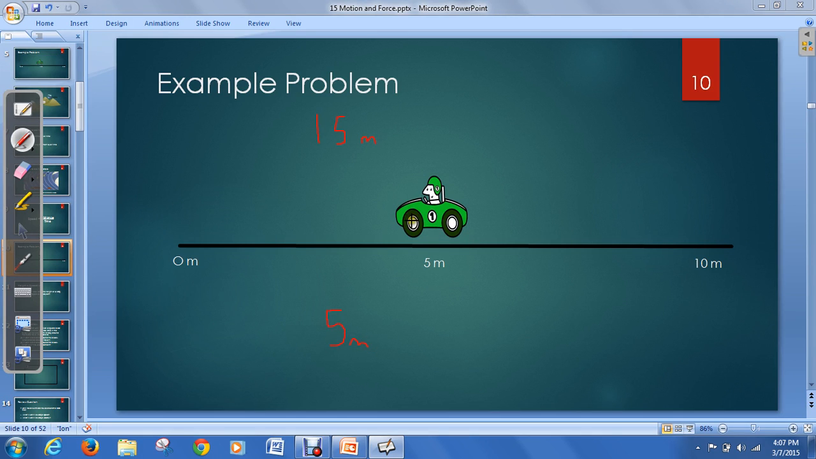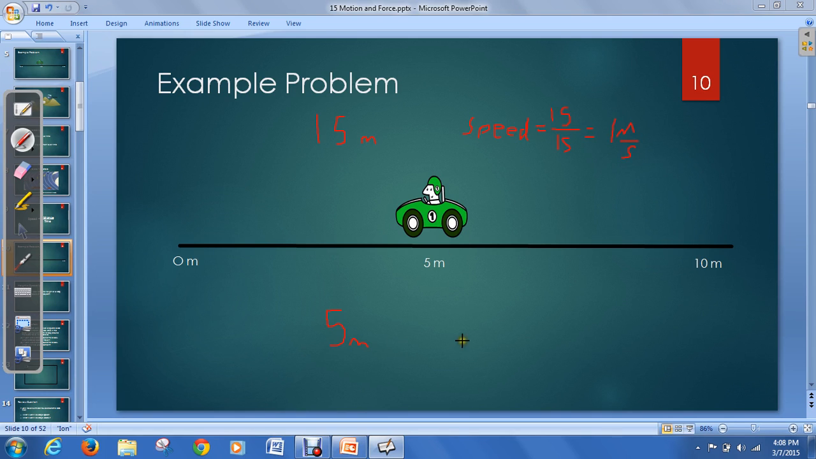Okay, well, let's say it took him 15 seconds. So if it took him 15 seconds to go 10 meters and then back, then his speed is going to be his distance over his time, right? Well, his distance was 15, and his time was 15 seconds. So his speed's going to be 1 meter per second. Okay, so that's how fast he's going. He's going 1 meter every second.